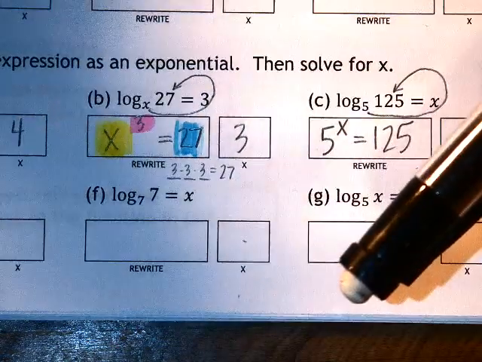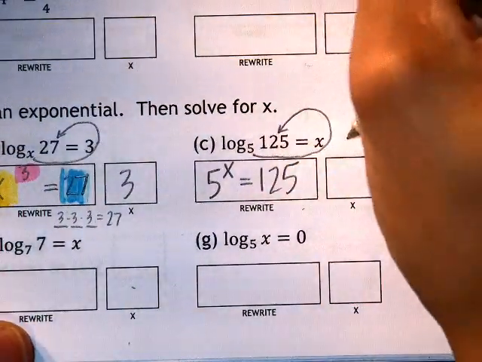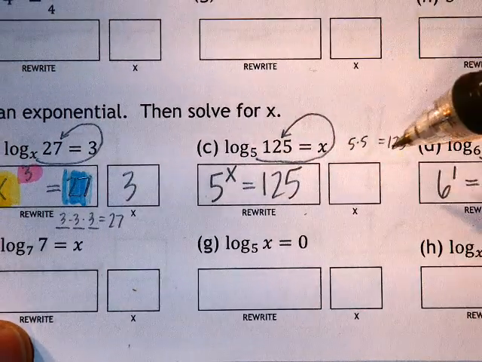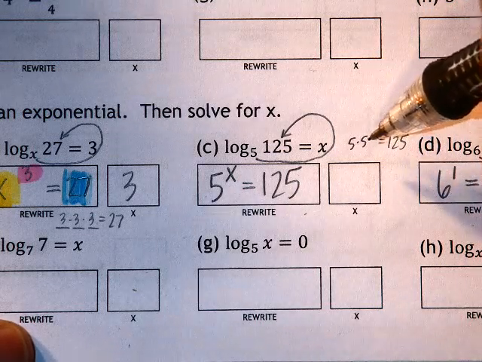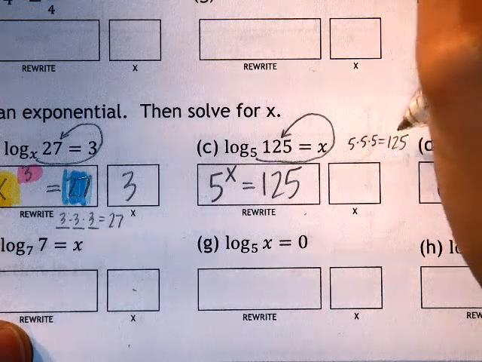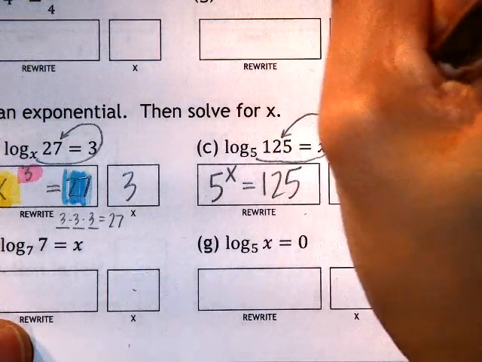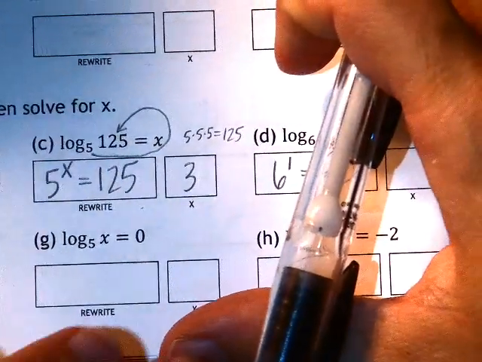In letter C, it's kind of the same idea. 5 to the power of x equals 125. Well, that means 5 times 5, however many times, would give us 125. So let's think about how many multiplications we would need. 5 times 5 is 25, too small. So if I multiply another 5, that's 125. Yep, okay. So I needed 3 of them. That means x must be 3. So again, just basic exponents, nothing too crazy.